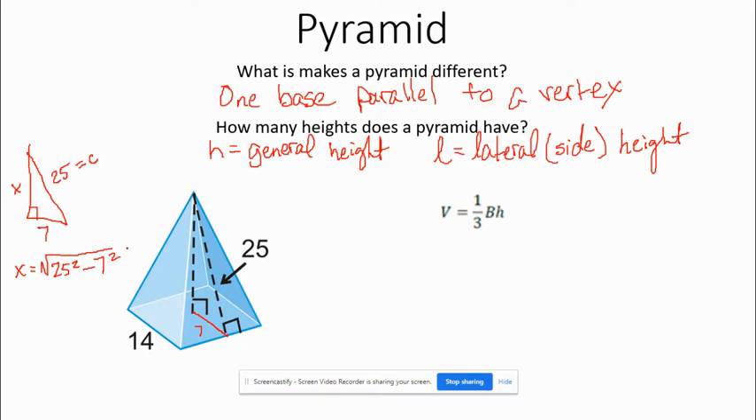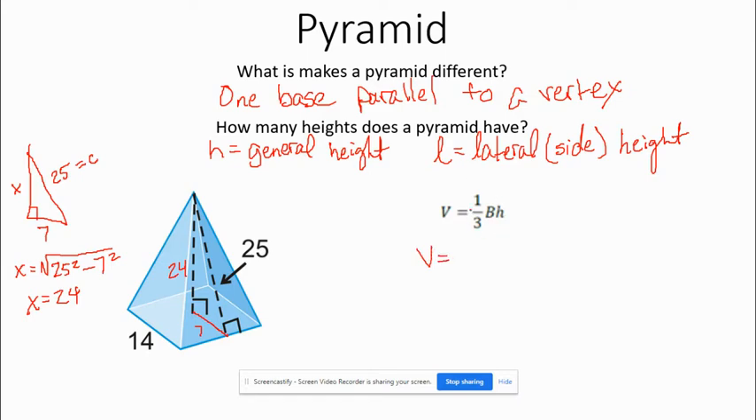All right, so we get 24 when we do this. So if I didn't type anything in my calculator wrong, my answer for x is 24. So that means this general height right here is going to be 24 units. So now what I'm going to do is plug into the formula.